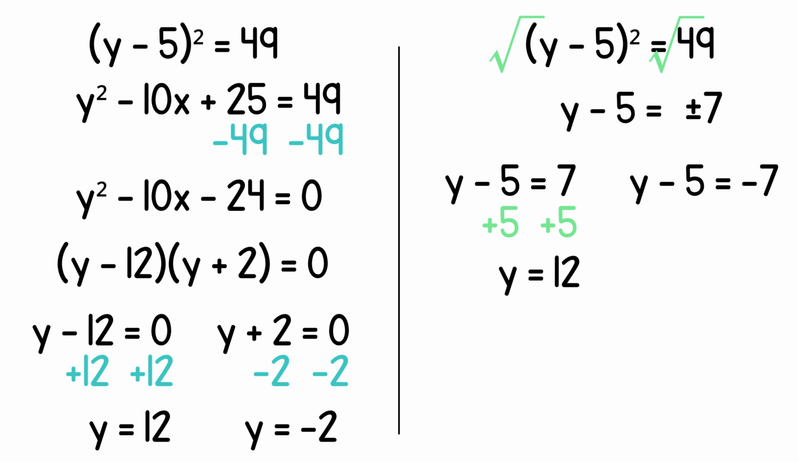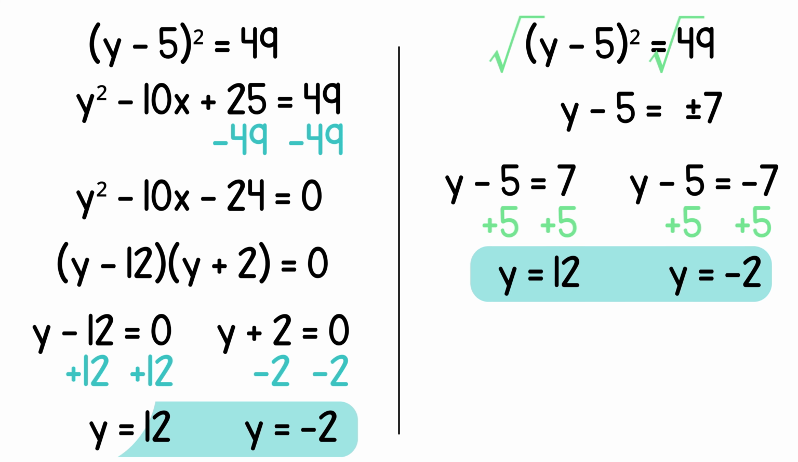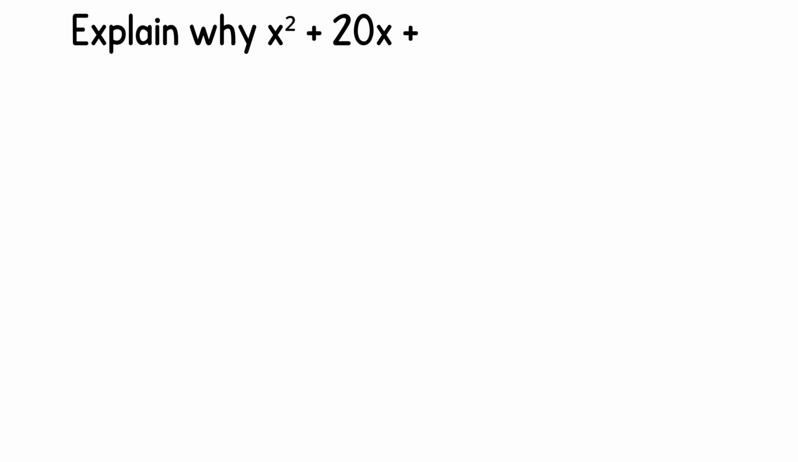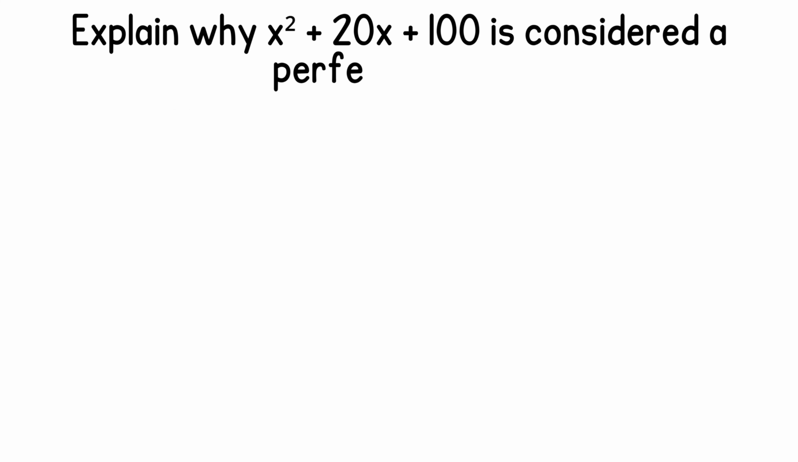On the next equation, we'll add 5 to both sides again, and this time we get y equals negative 2. And now we can see that our solutions match, so we can decide to use any method, but the square root method usually is easier when we have a perfect square. In this example, we're going to explain why x squared plus 20x plus 100 is considered a perfect square.